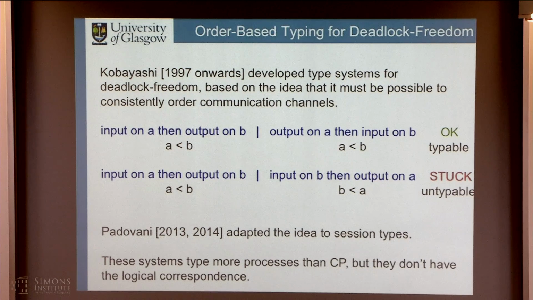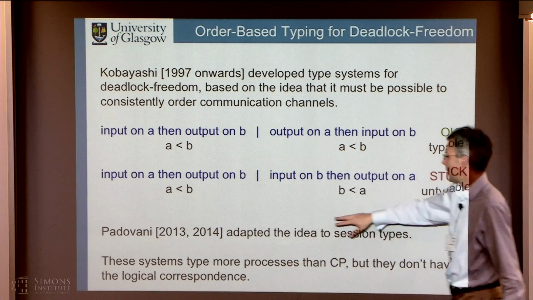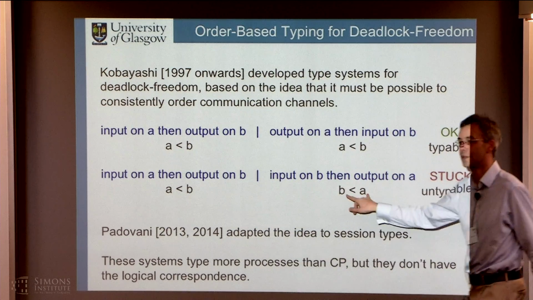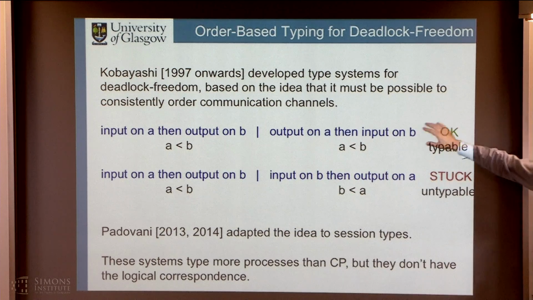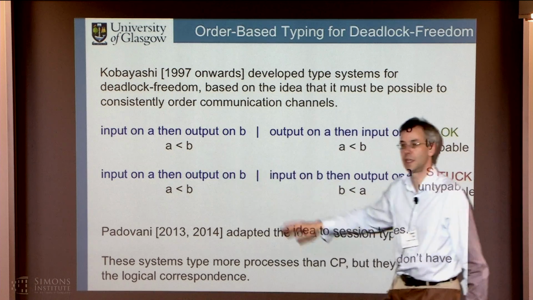To analyze deadlocks in a more sophisticated way, Naoki Kobayashi, in a whole series of work going back to 1997, has developed type systems based on the idea that there must be a consistent order on communication channels and the way they're used all the way through a system. So if we look back at these two examples, the reason why this one is a deadlock is that you've got inconsistent orderings on the channels. But this one's OK because you can consistently say that A happens before B.